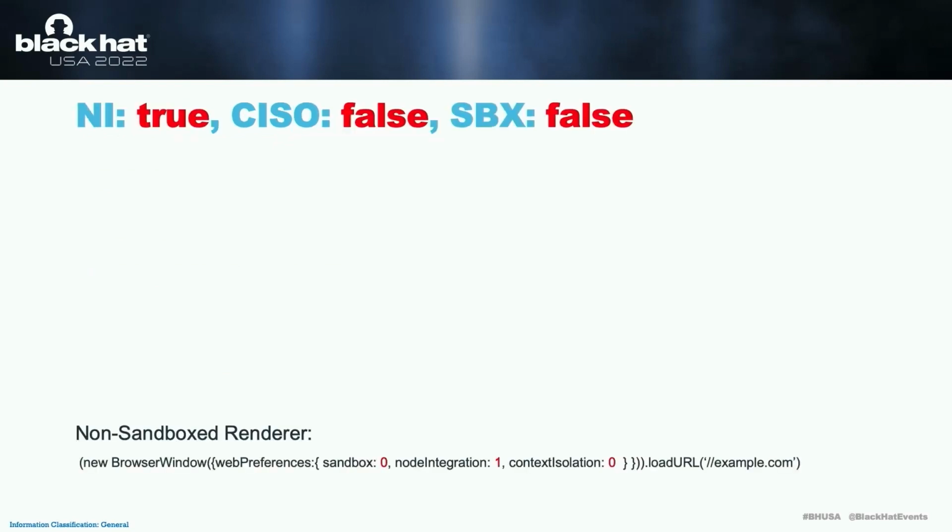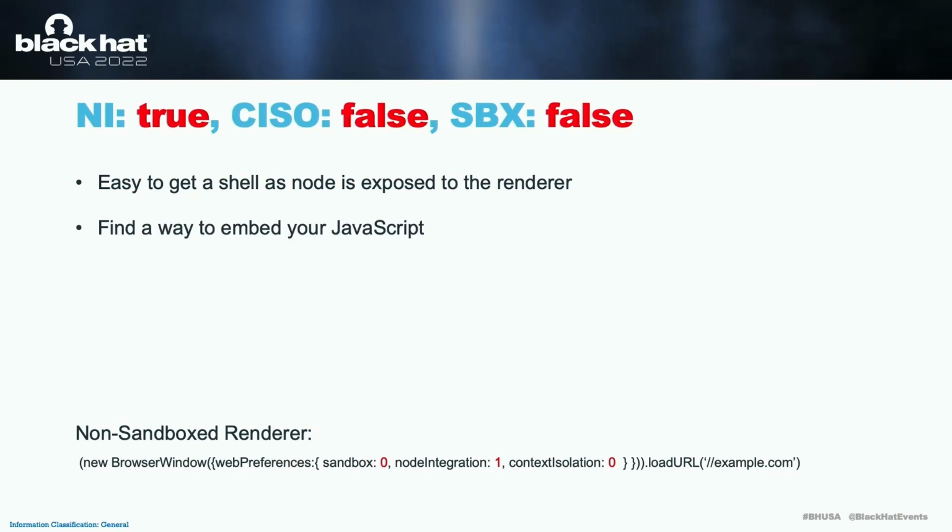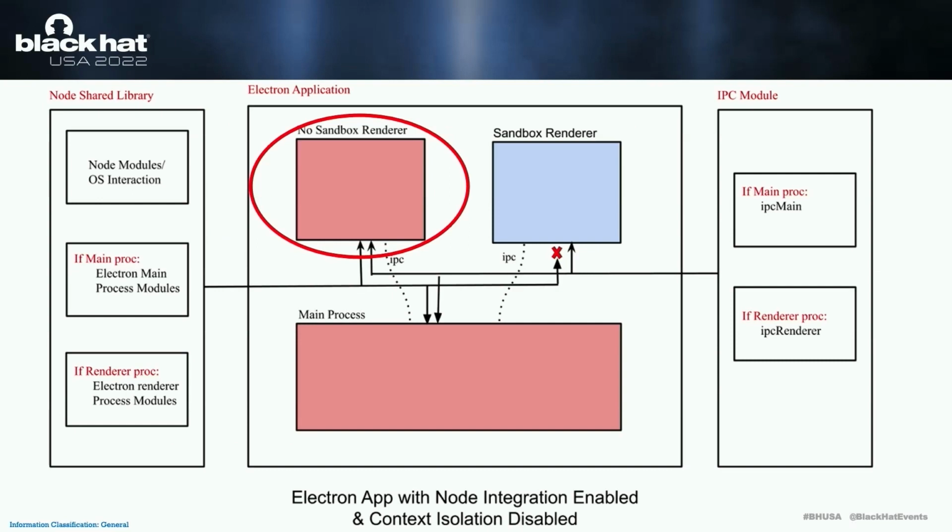So the first situation: node integration is true, context isolation is false, and sandbox is false. This is as insecure as it can get. It is really easy to get a shell, as node is directly exposed to the renderer. The only thing you need to do as an attacker is to find a way to embed JavaScript within the web view. Within the diagram, the circle marked red is what we are targeting currently.